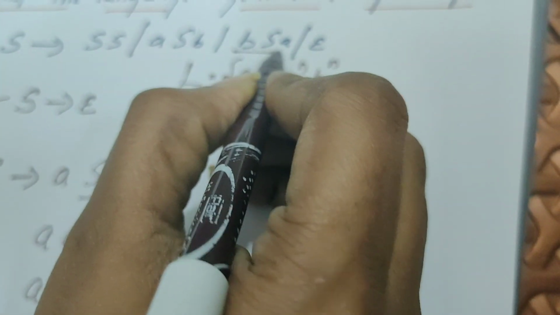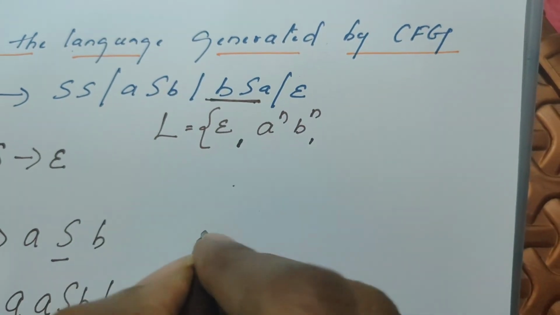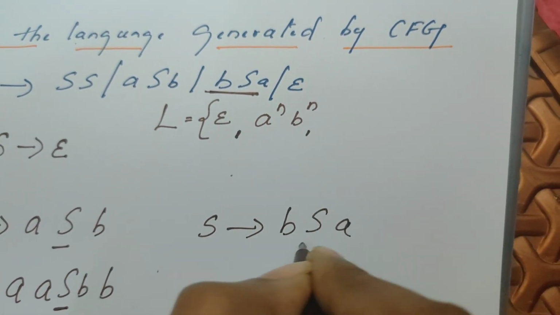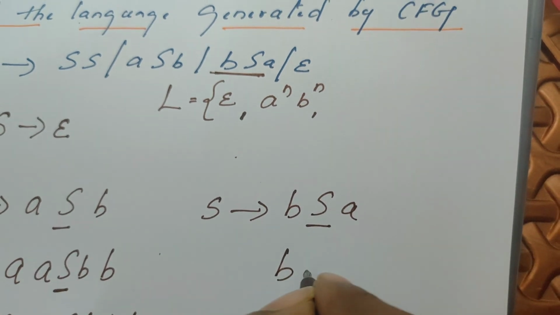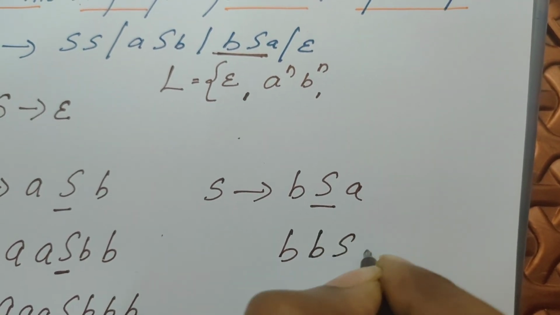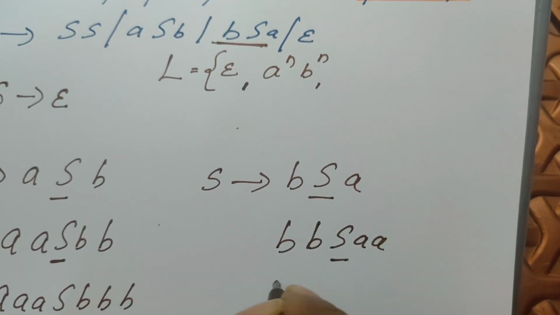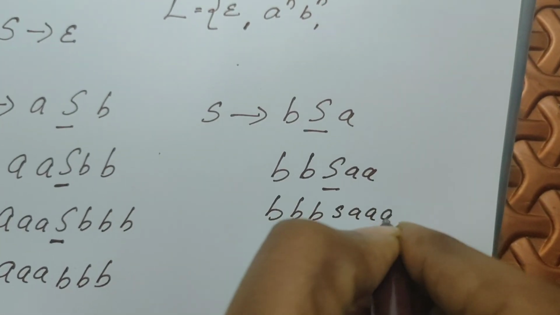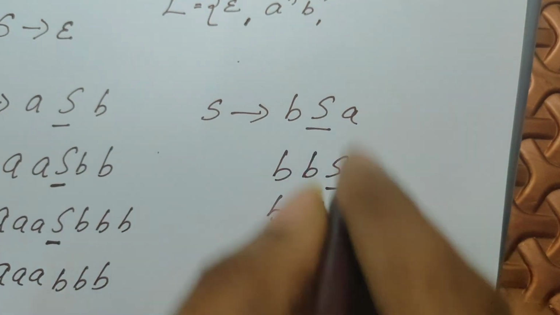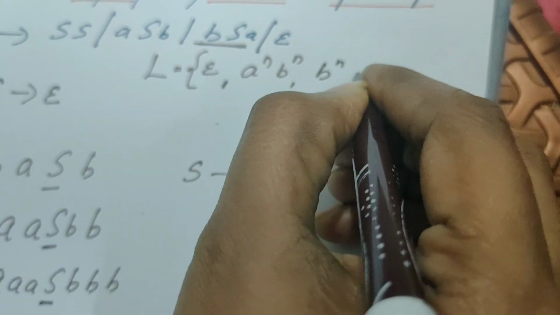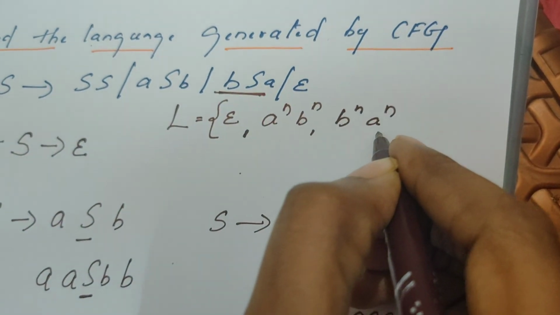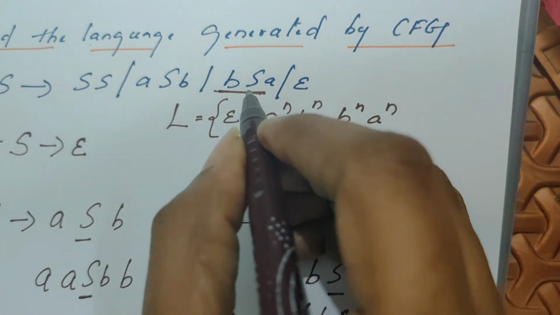Similarly, if I opt for this rule BSA, we can easily guess that S derives BSA. In place of S, I could replace BBSAA. Once again, I could replace the same option. It means it produces B power N, A power N. The number of B's is equal to the count of A's. These patterns are possible from this grammar.